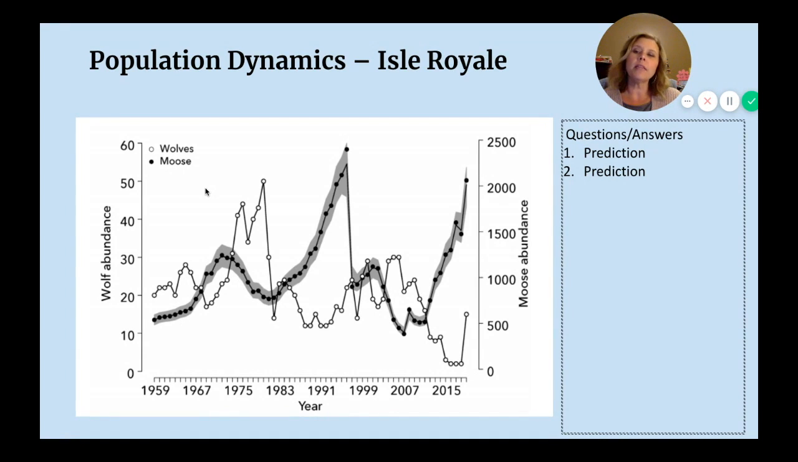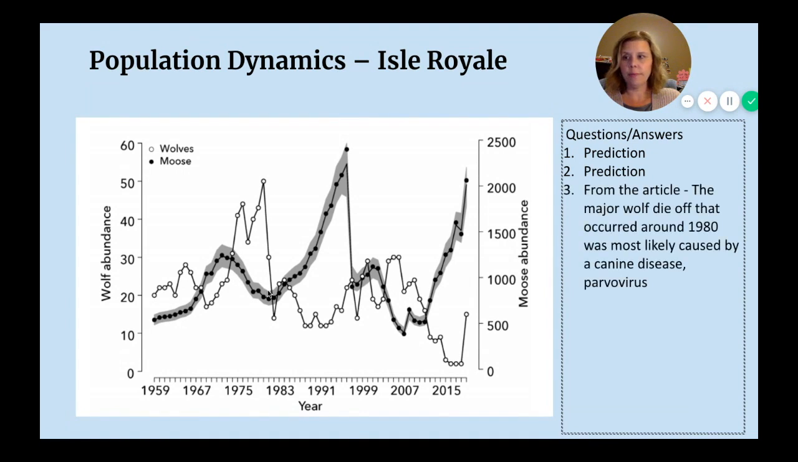The author states that the major wolf die-off in 1980 was caused by a virus. It was caused by a virus that was brought to the island by a domesticated dog, probably someone hiking with their pet, and they did not know that their animal had the parvovirus. So it carried it to the wolf population. The population density was very high at this point, of course, and so it was more easily spread across the population.